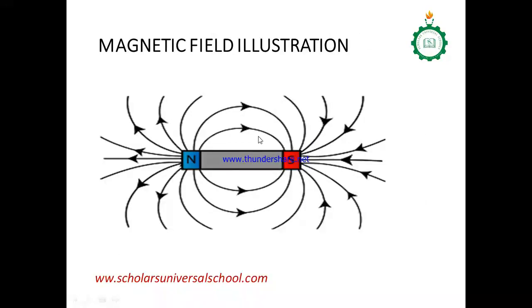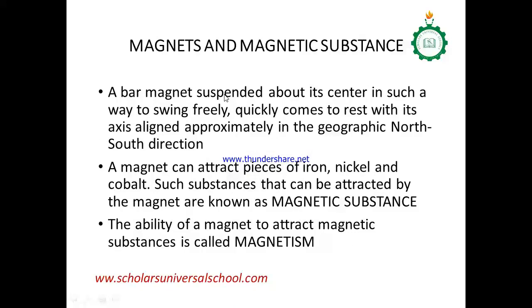That means when I bring a magnet, this is a magnet, when I bring a magnetic substance like the iron filings, in this place where this arrow is, it attracts. But when it's somewhere like here where the arrow cannot touch, it cannot attract. So, magnet and magnetic substance.